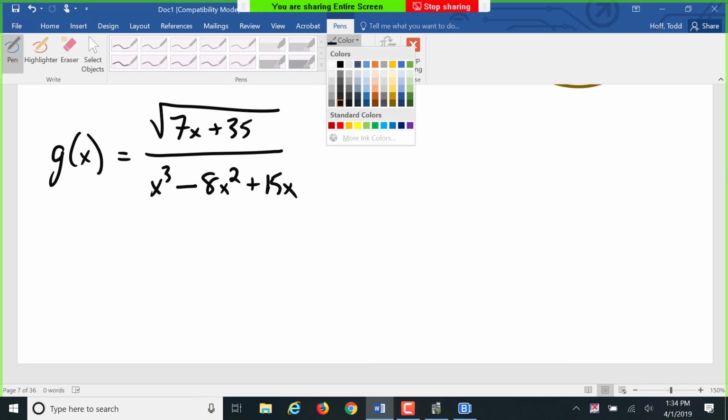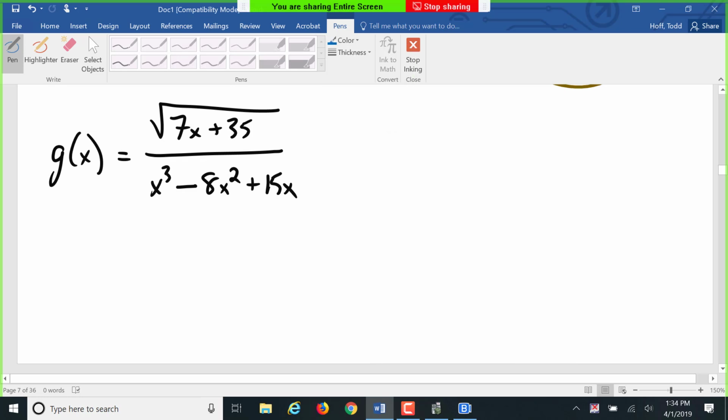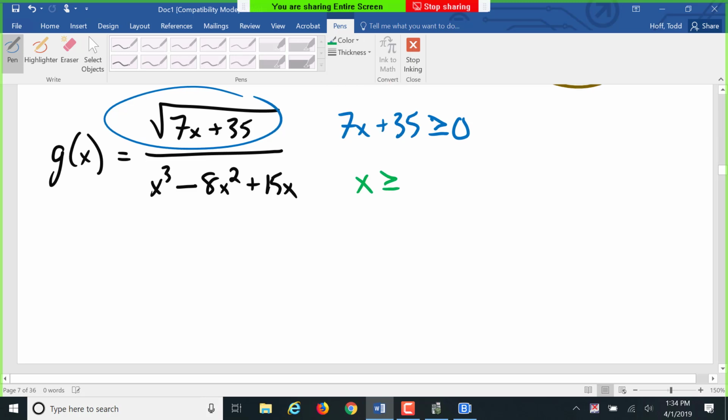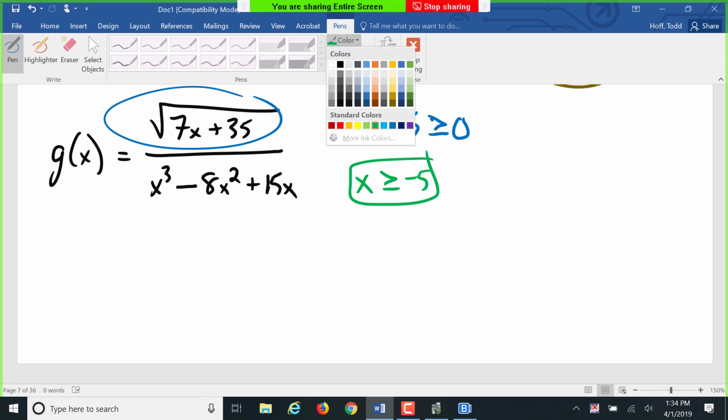So we have two restrictions. The first is that numerator. What's our restriction from the numerator? Perfect. Yeah, 7x plus 35 has to be greater than or equal to 0. So if we solve that, x has to be greater than or equal to negative 5. Good.